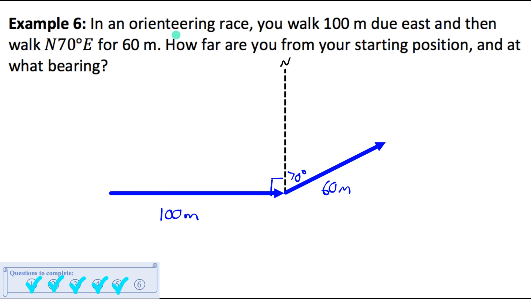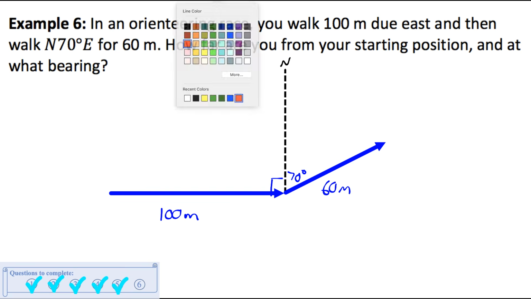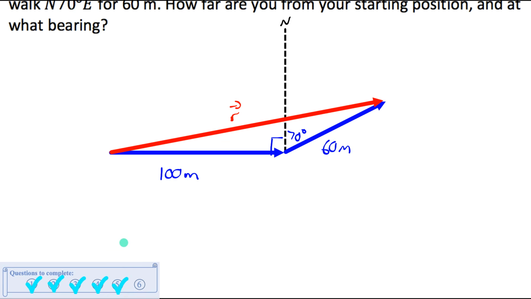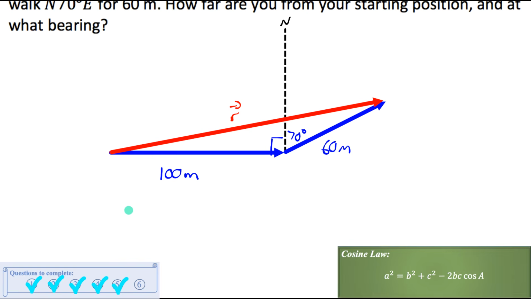The question says, how far are you from your starting position and at what bearing? So I need to know the magnitude and direction of the resultant vector. And the resultant vector would go from where we started to where we finished. I'll call that vector r because it's our resultant vector. If I want the magnitude of that vector, well, I'm working with an oblique triangle. You can see I have it highlighted here. There's our oblique triangle. In that oblique triangle, I know two sides and the angle contained between the two sides. So I could use, once again, cosine law to find the magnitude of the side across from the angle I know. So let me set up cosine law.